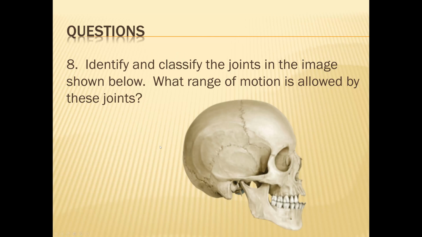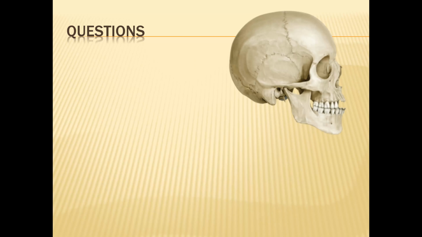Question 8. Identify and classify the joints in the image shown below. What range of motion is allowed by these joints? Okay, so first we're going to talk about the sutures. The sutures are between each cranial bone and the facial bones. I highlighted some of them, but you also have sutures over here between the facial bones that I didn't bother highlighting. For example, here's a suture right down the middle of the zygomatic arch.